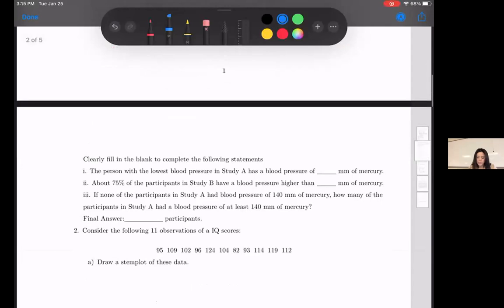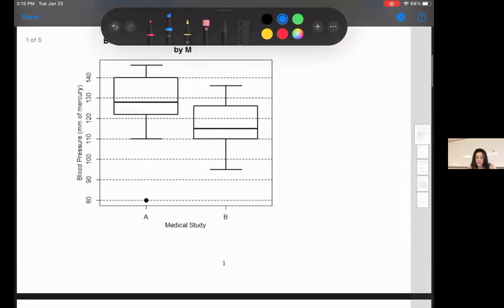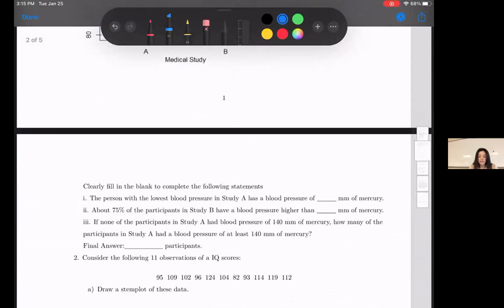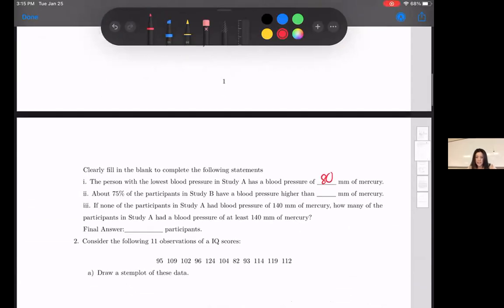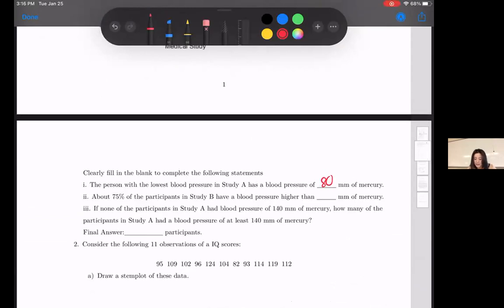All right, the first one: the person with the lowest blood pressure in study A has a blood pressure of blank. The lowest blood pressure in study A. 80. Yeah, 80, right? They just say the lowest, so just pick the smallest value in the data set. So 80 milliliter.